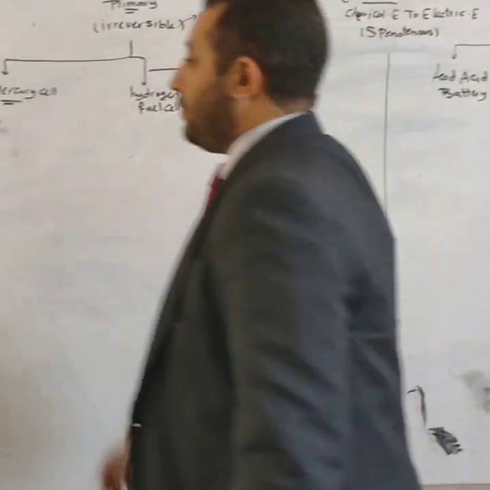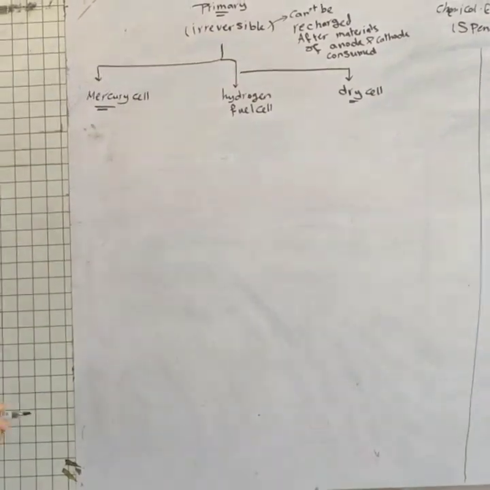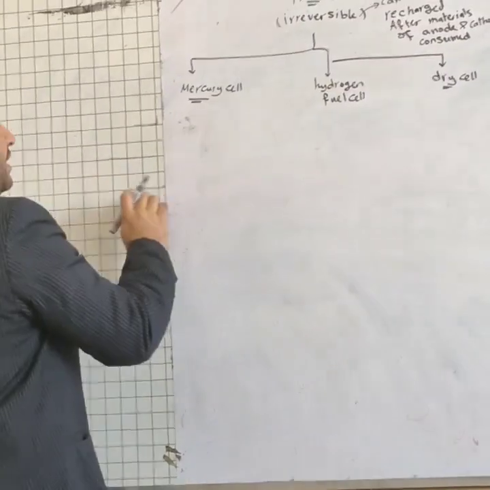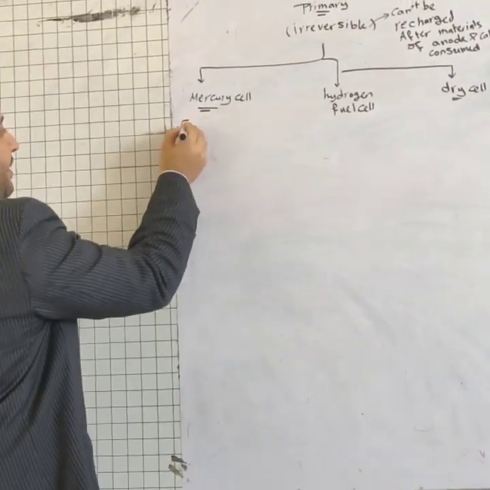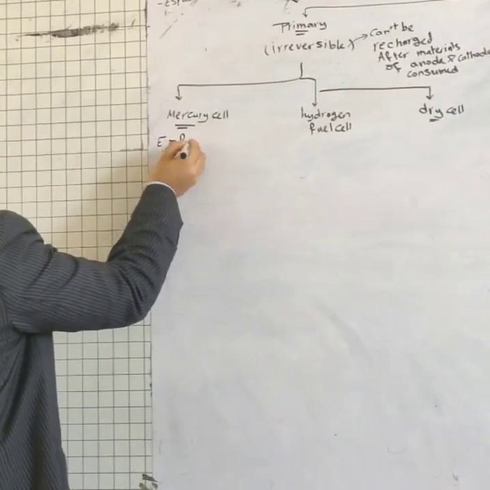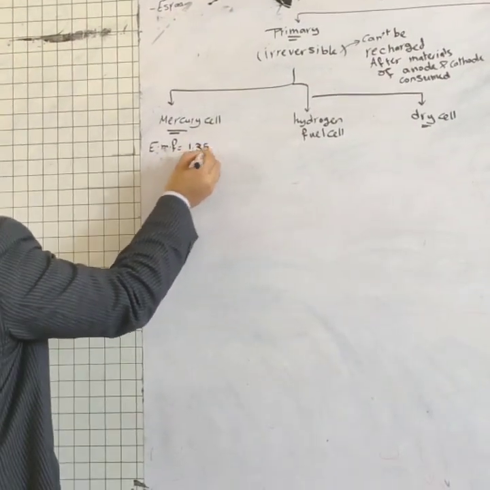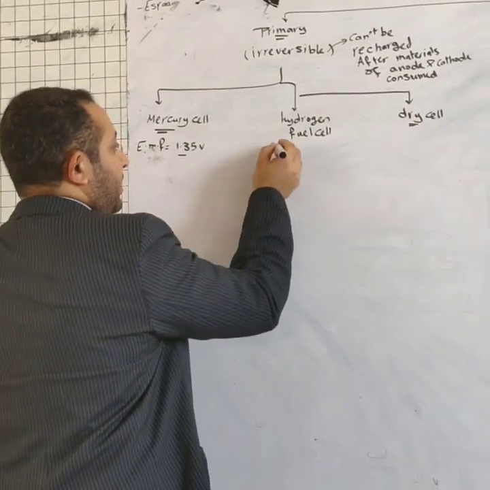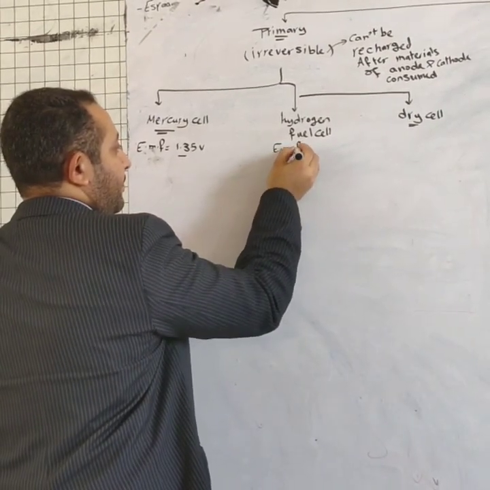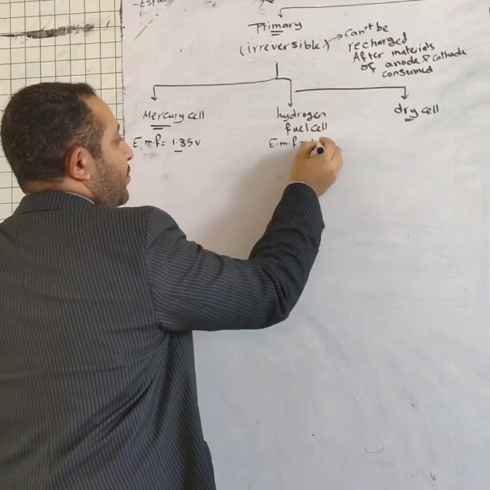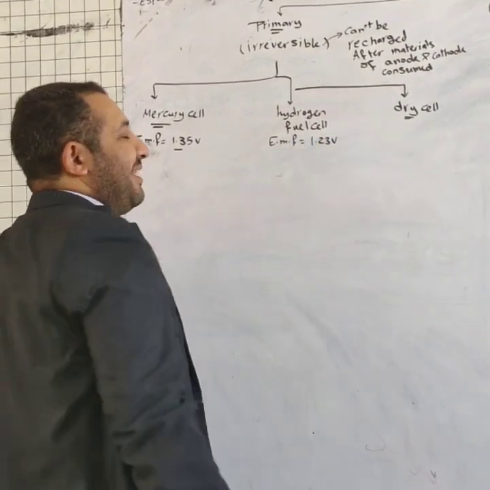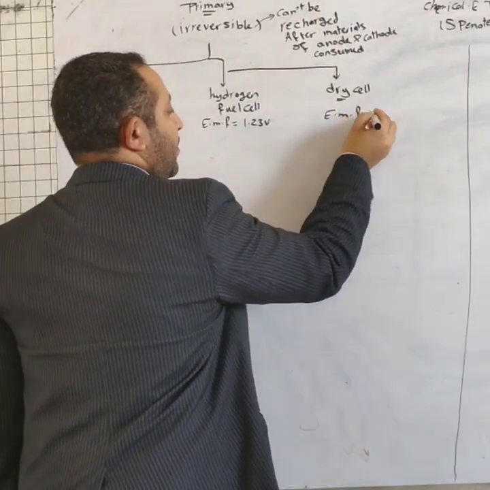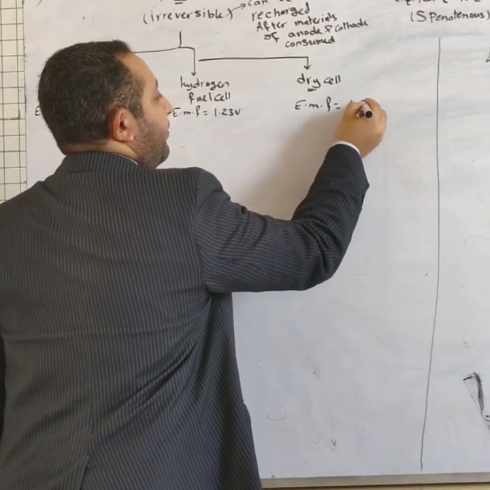Okay, firstly, for the mercury cell, what is the value of the electric current produced from it? EMF equals 1.35 volts. The EMF for the hydrogen fuel cell is 1.23 volts. What is the value of the EMF for the dry cell? E for the cell is 1.5 volts.